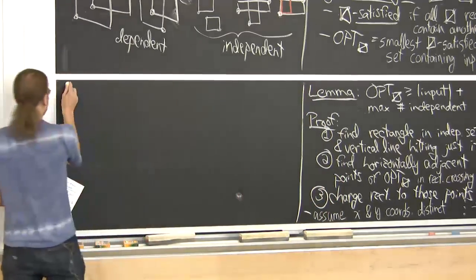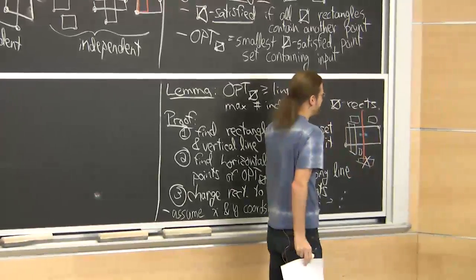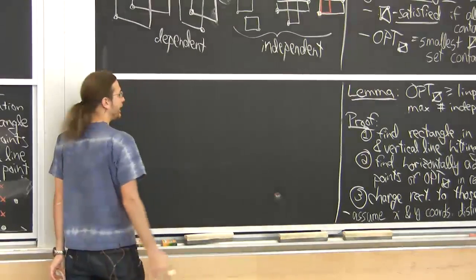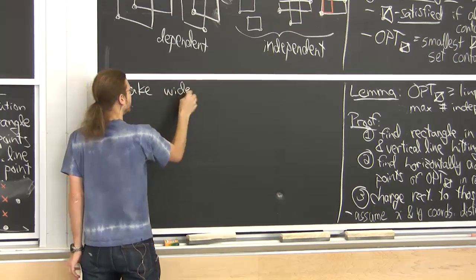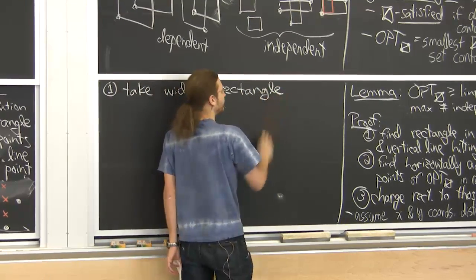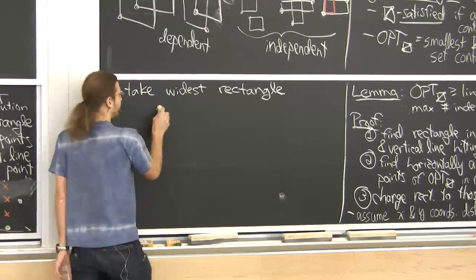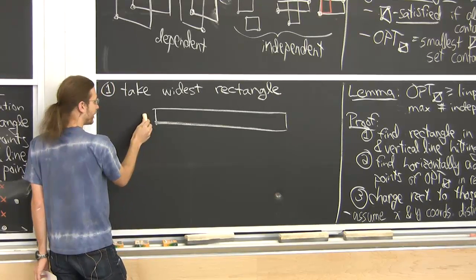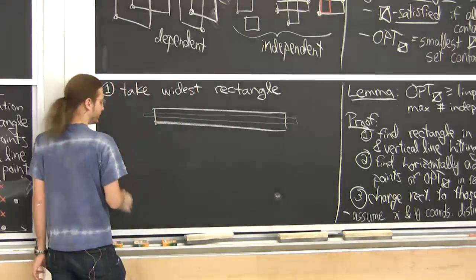OK, so how are we going to do step 1? I need to find some rectangle and some vertical line that only stabs that rectangle. And the way we're going to do that is just take the widest rectangle that just has the maximum x extent. Might be more than one, but just take one of them. Okay, so it's very wide. What this tells us is that there's no other rectangle like this. Okay, this would be independent, but it would be wider, so that's not allowed.